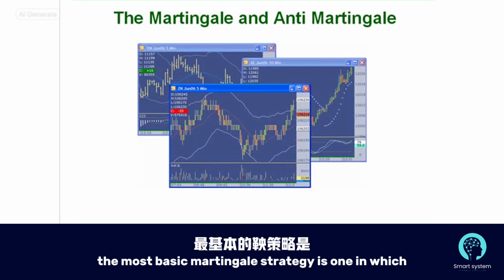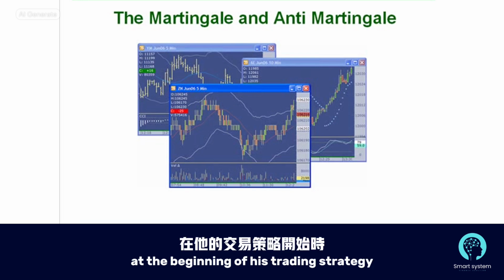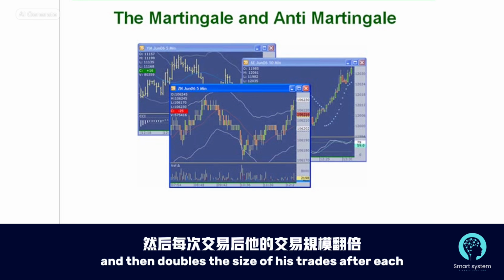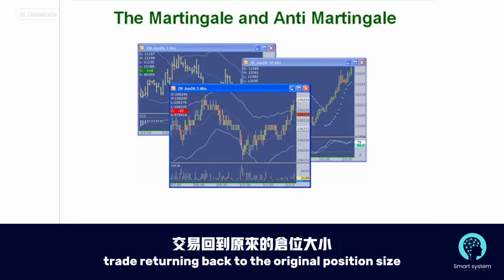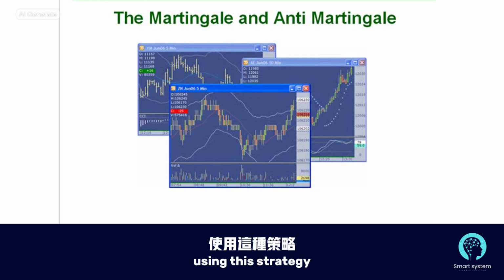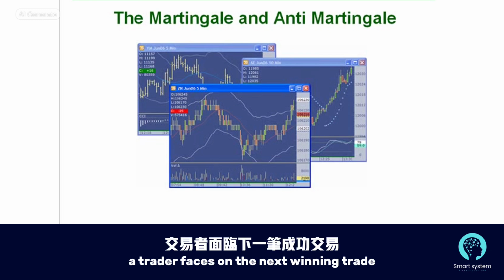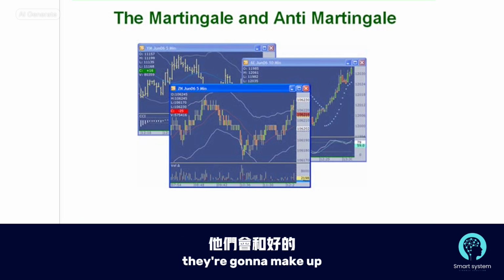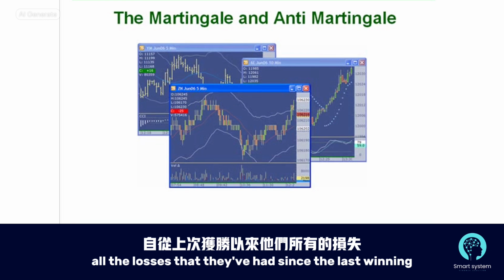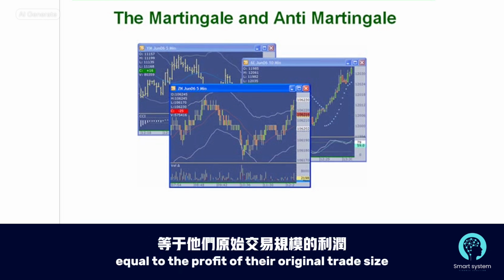The most basic martingale strategy is one in which the trader trades a set position size at the beginning of his trading strategy and then doubles the size of his trades after each unprofitable trade, returning back to the original position size only after a profitable trade. Using this strategy, no matter how large the string of losing trades a trader faces, on the next winning trade they're going to make up all the losses they've had since the last winning trade, plus a profit equal to the profit of their original trade size.